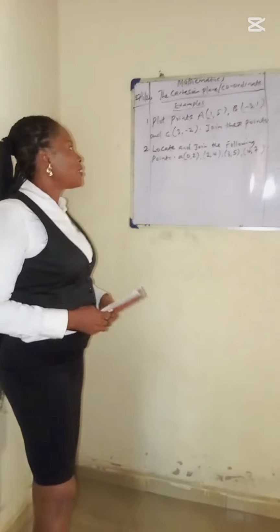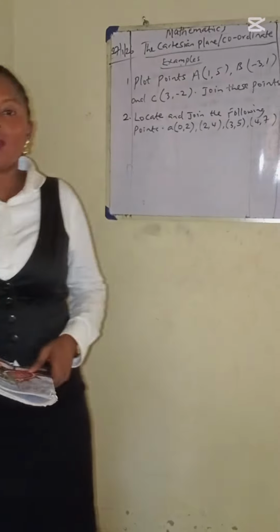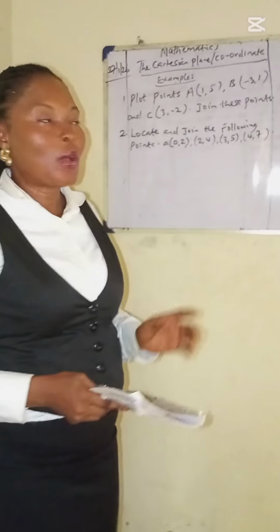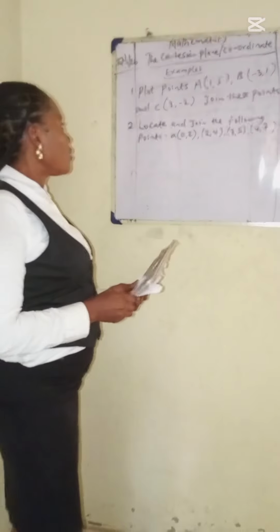Today we are going to look at the Cartesian plane, so the coordinates. In our previous lesson, I explained the Cartesian plane and the coordinates. So today we are going to take examples on it. So we look at the first example.